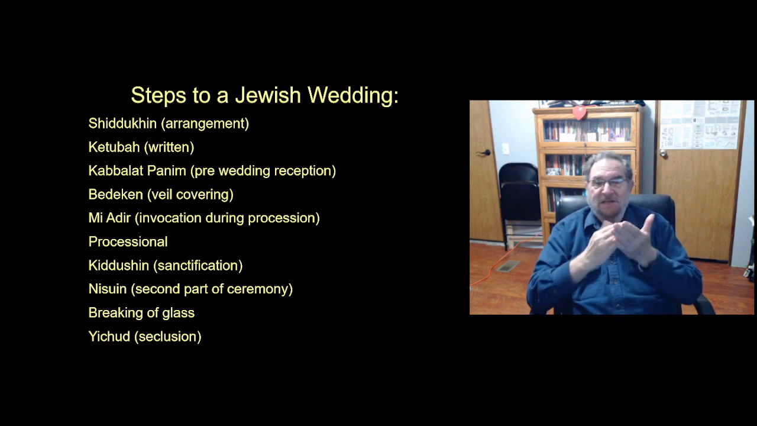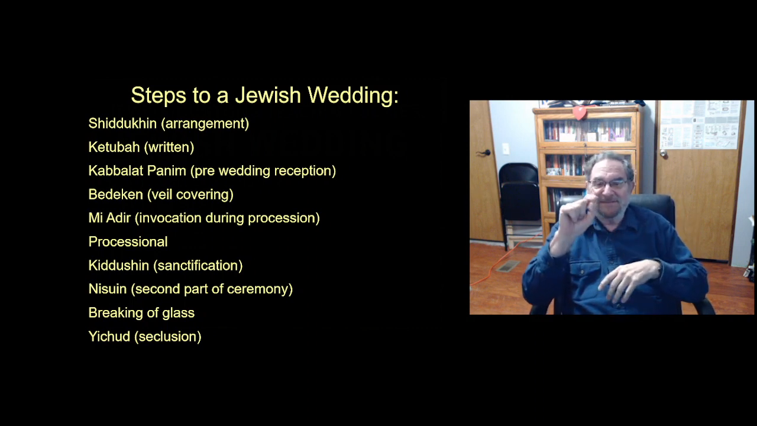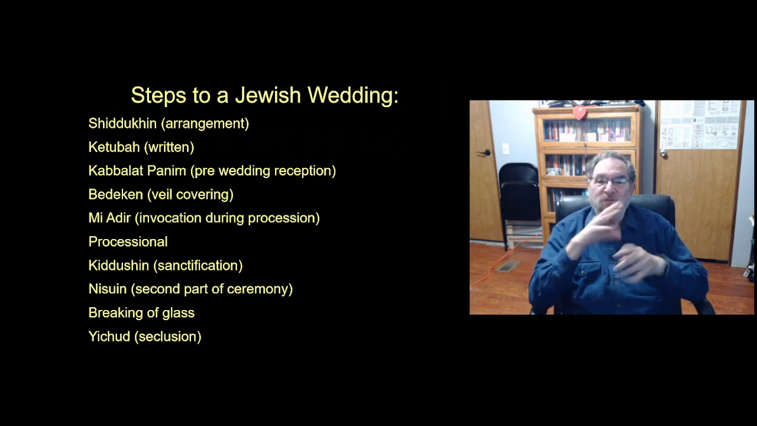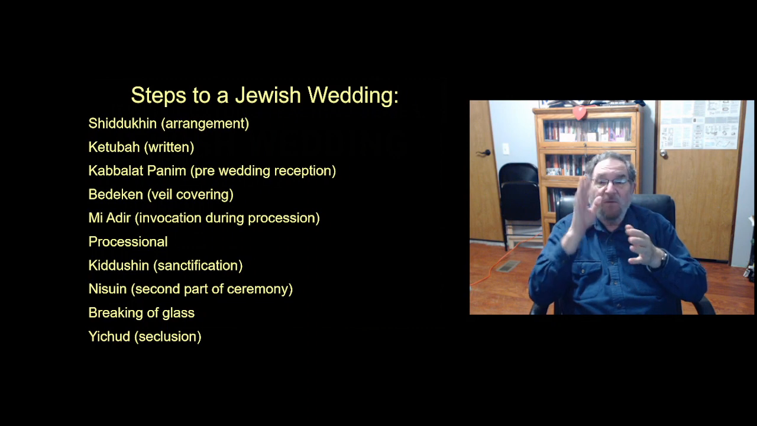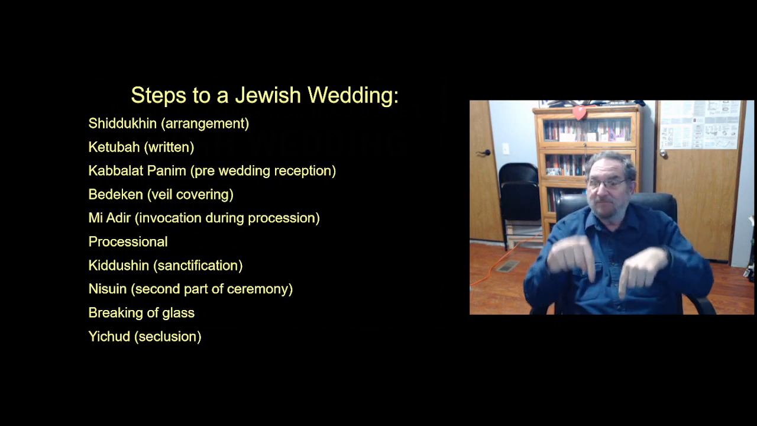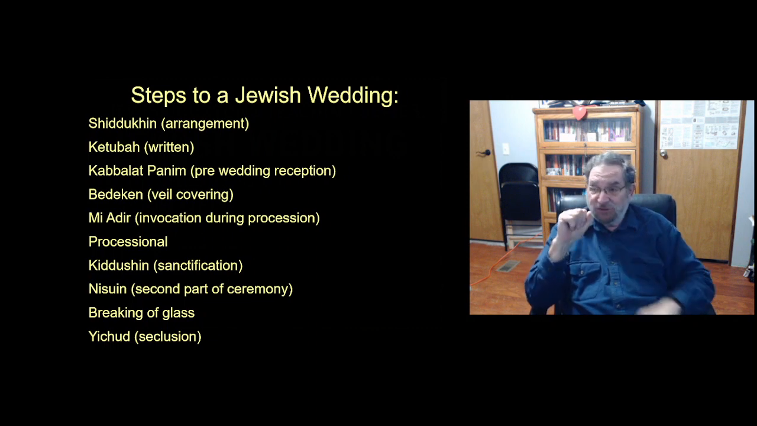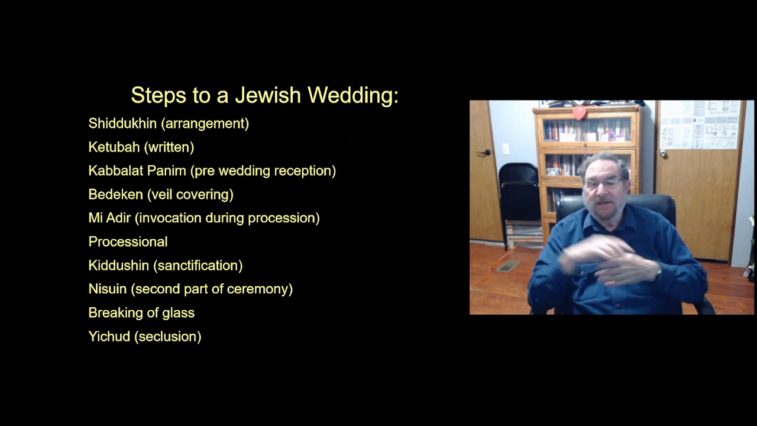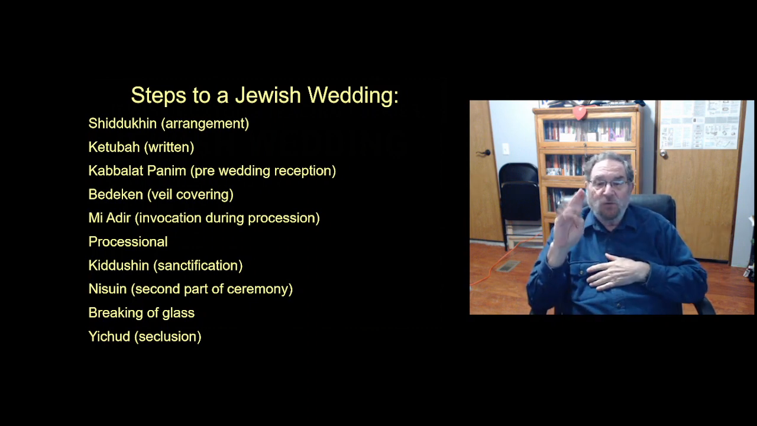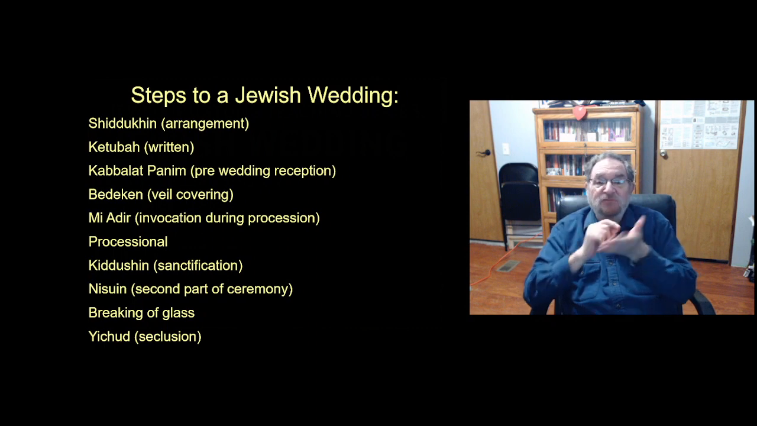These are some of the steps to a Jewish wedding. They're different things. I will explain more for each step. So, the name of Shidukin would mean arrangement. Ketubah means written.